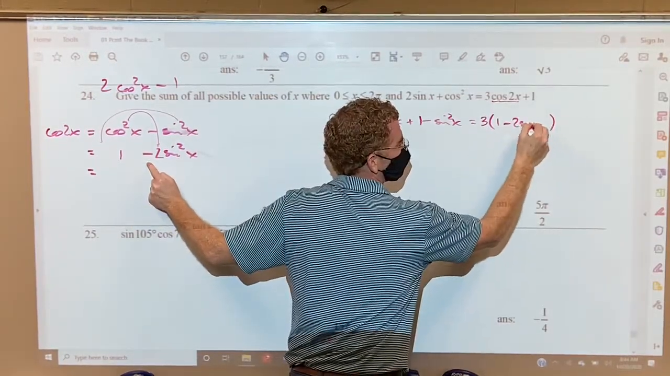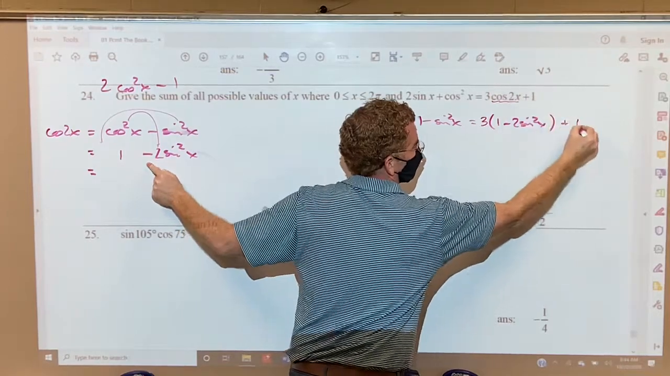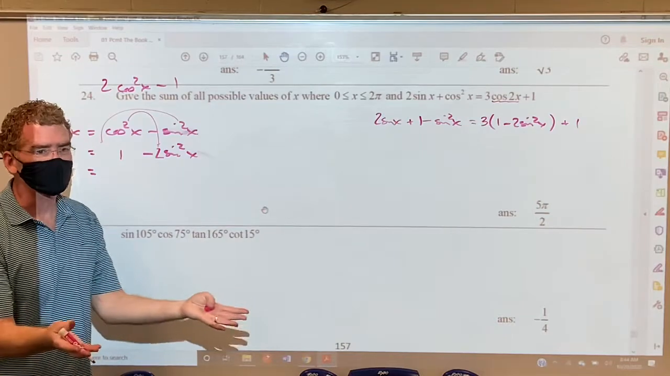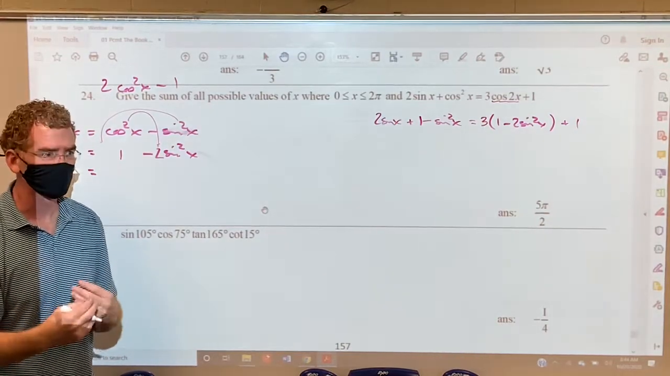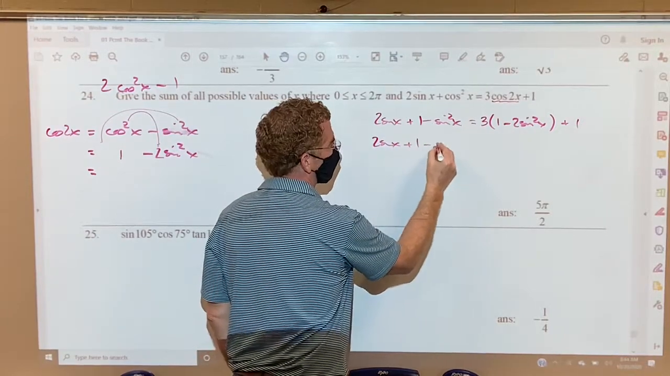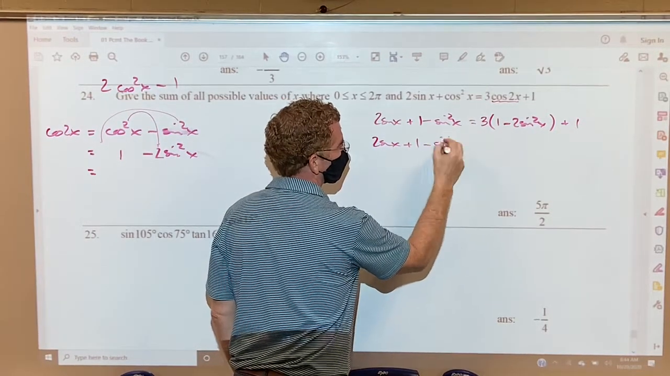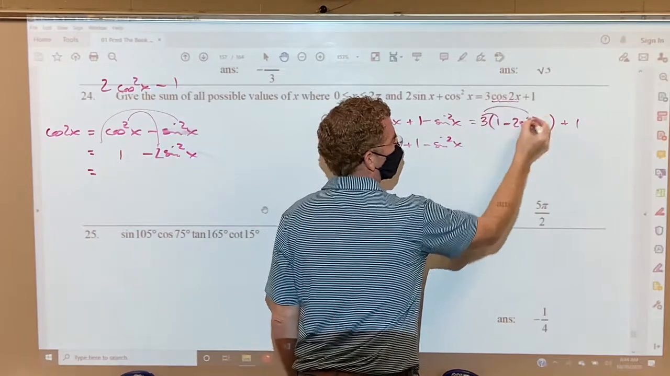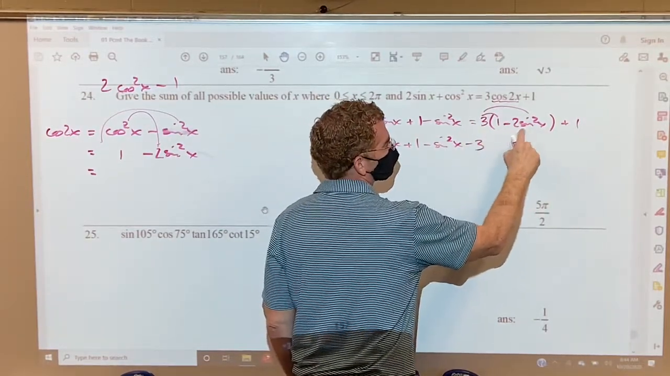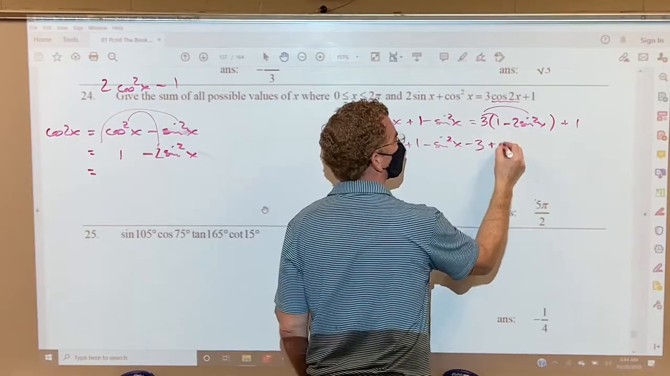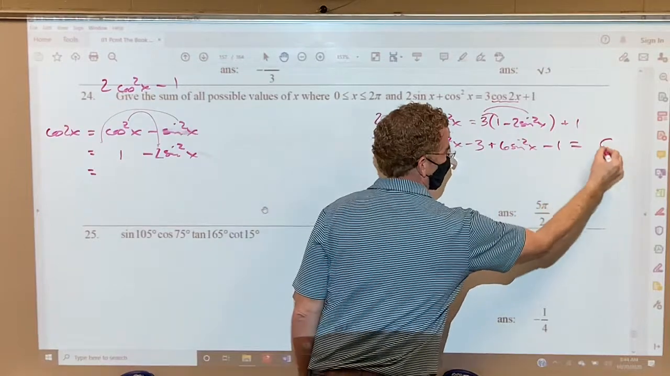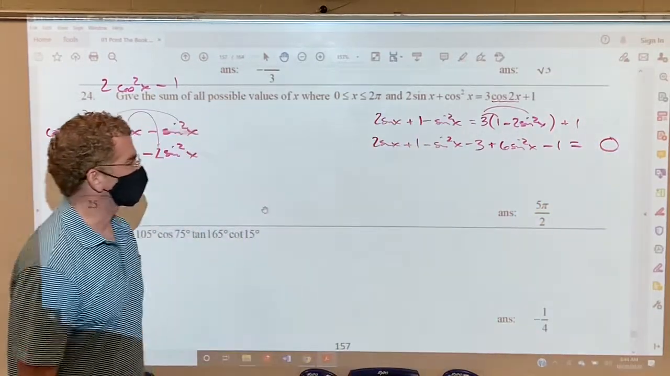1 minus 2 sine squared x, drop the plus 1. Now, everything's in terms of sines and cosines. So at that point, it's like having all the same variable, right? So I get a 2 sine x plus 1 minus sine squared x. This gives me 3, which I'm going to subtract. This gives me negative 6 sine squared, which I'm going to add. This is plus 1, which I'm going to subtract. Now it's equal to 0. Now I can get busy.